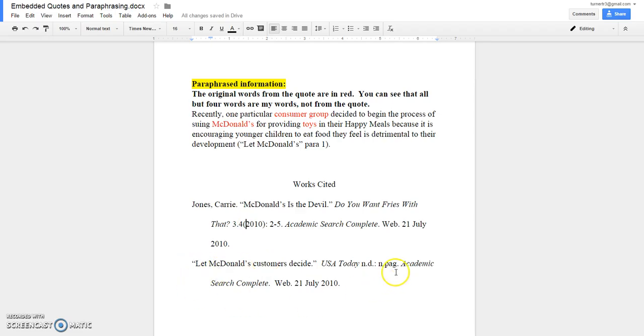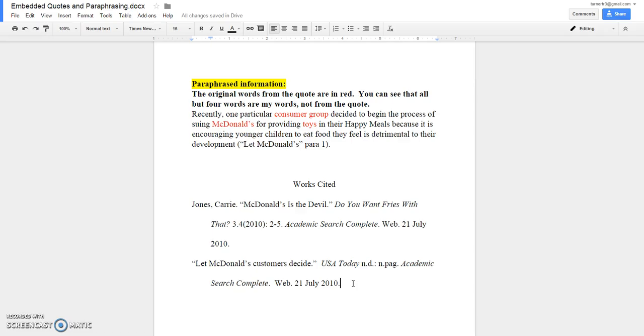This citation is also from a database. In this case, there was no author, so we had to start with the title. The publication was USA Today. There was no date listed, so I put N.D. for no date. Then there were no page numbers listed, so I put N.PAG. for no page. Then I put Academic Search Complete because that's the database name. I put the medium, which is Web, and then I put the date of access.